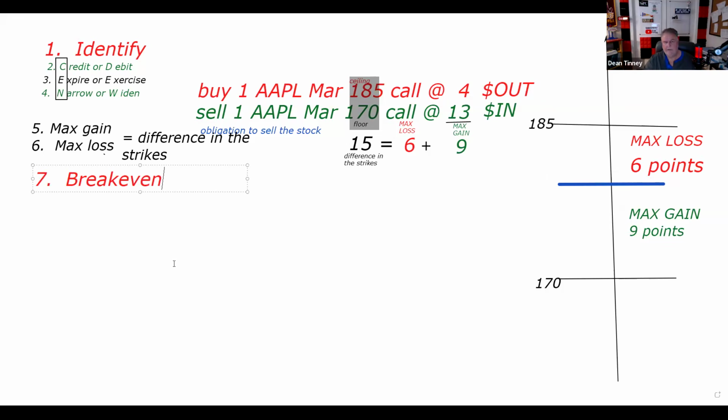Test taking trick: the break even has to be somewhere between 170 and 185. That alone can get us a 50-50, right? Because there's going to be 2 that are in here.